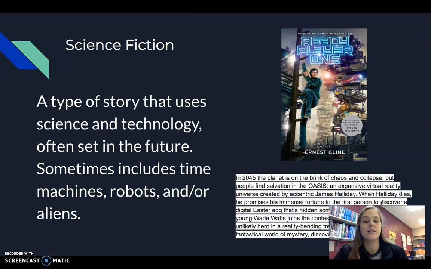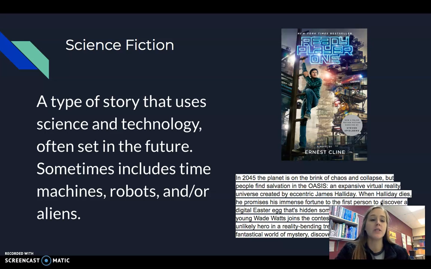Our next genre is science fiction. Science fiction is a type of story that uses science and technology. It's usually going to be futuristic technology that we don't have yet in the real world. It's often set in the future. So remember, historical fiction takes place in the past. Science fiction often is going to be in the future. It sometimes includes things like time machines, robots, or aliens.